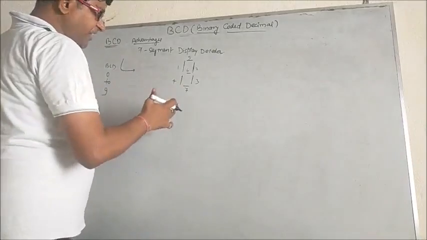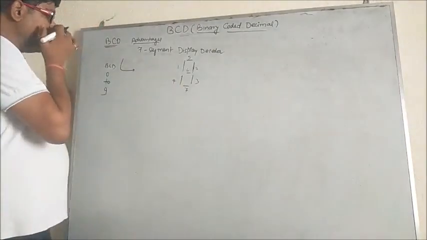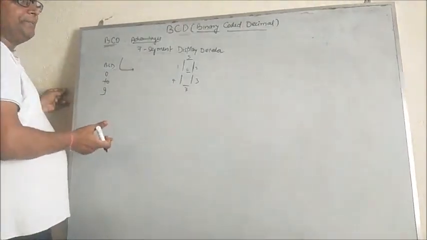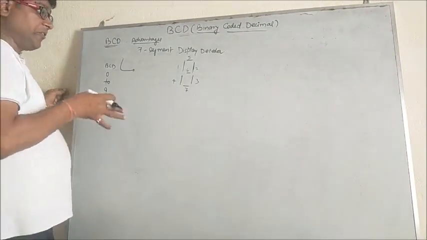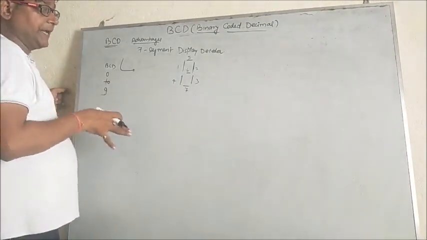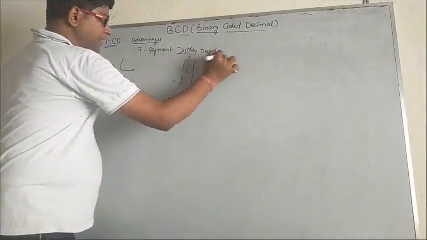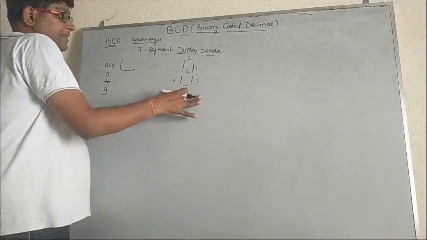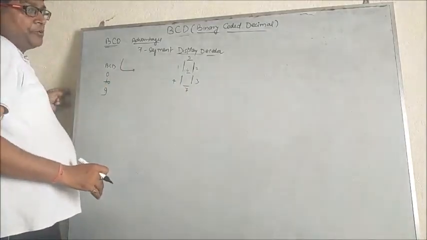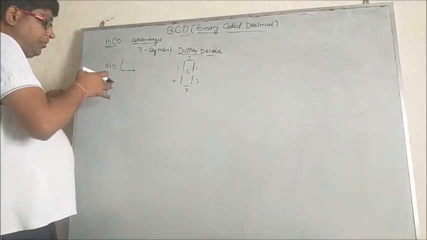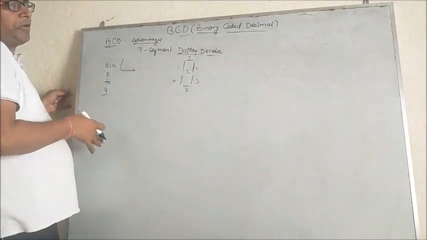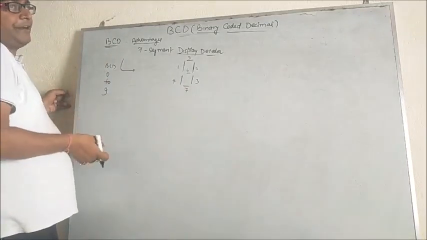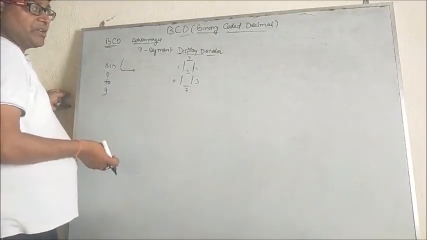So I have already explained this example in display decoder. So if you want to see about display decoder in depth, you can see, and you can see the application of 7 segment, how 7 segment is used to represent this 0, 1, 2, 3, 4, 5, 6, 7, 8 or 9, right? Thank you so much.